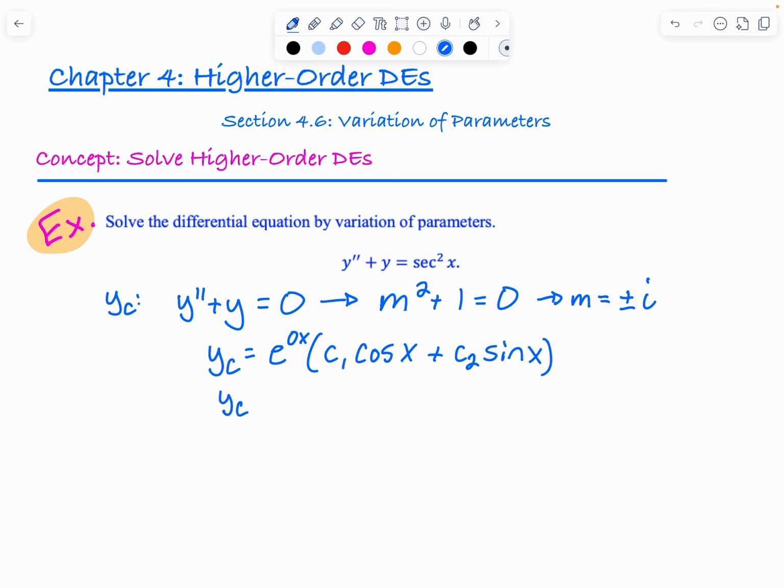I'm going to rewrite this. I don't need the e to the 0. That's just 1. And this makes our functions much easier. So, okay, now I have that solution. We'll use that in the end.